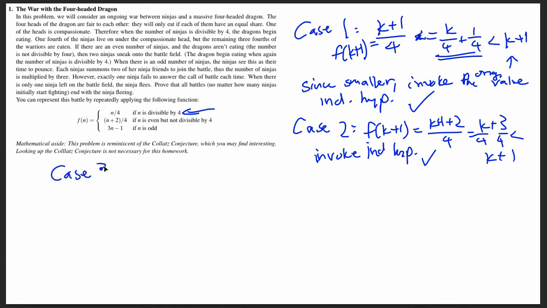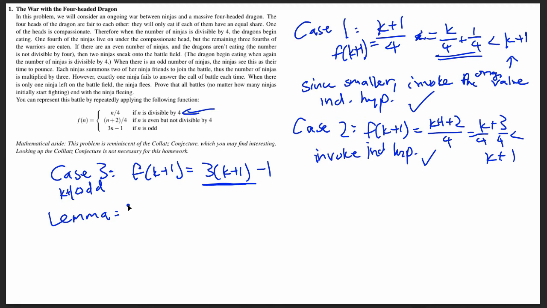Now case 3 is a more interesting case because when you first apply f to k plus 1, you'll get 3 of k plus 1 minus 1. So this actually increases. But what do you know about 3 and odd numbers? Remember, this is if k plus 1 is odd. So when you're stuck, let's create a lemma. Clearly, if this whole thing turned into another odd number, then this ninja problem would be contradictory. But here, we can prove that 3m minus 1, with m odd, will always be even.